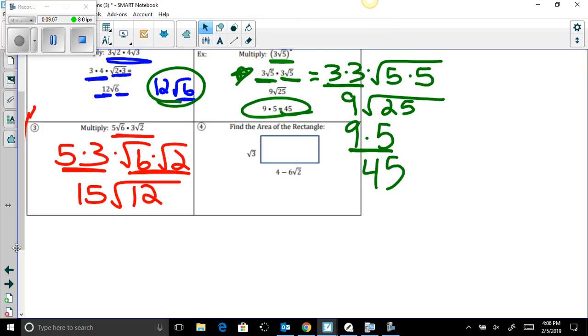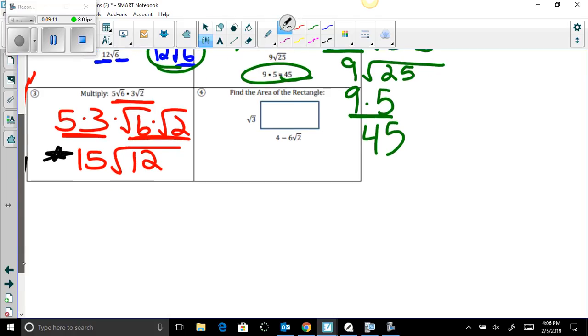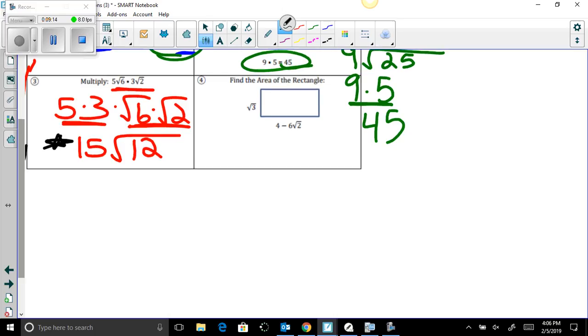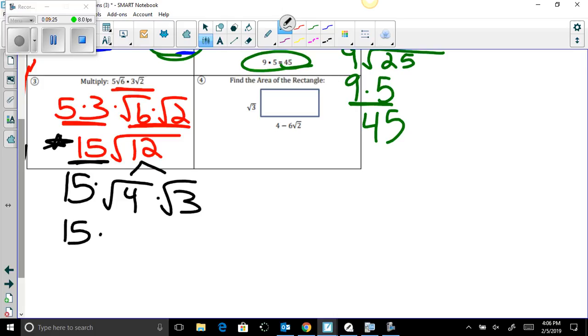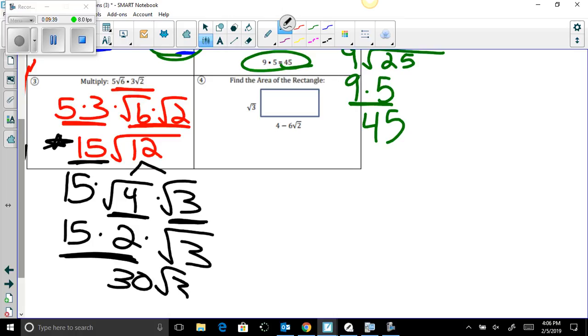Ask yourself this before we stop. Is this simplified? Is 12 a perfect square? No, it's not. But what 2 numbers multiply to give me 12, one of them being a perfect square? So I need to break that into radical 4 and radical 3. Leave the 15 out front. The square root of 4 is 2. The square root of 3, do I know what it is? No. Can I break it down any further? No. And finish. Like terms, 15 times 2 is 30, radical 3.